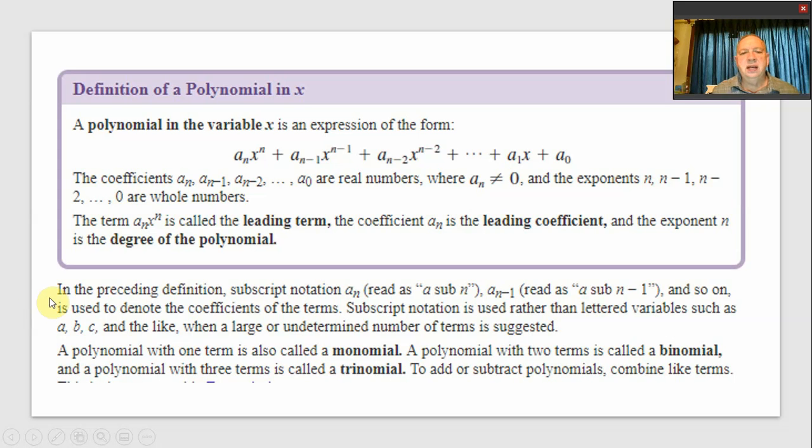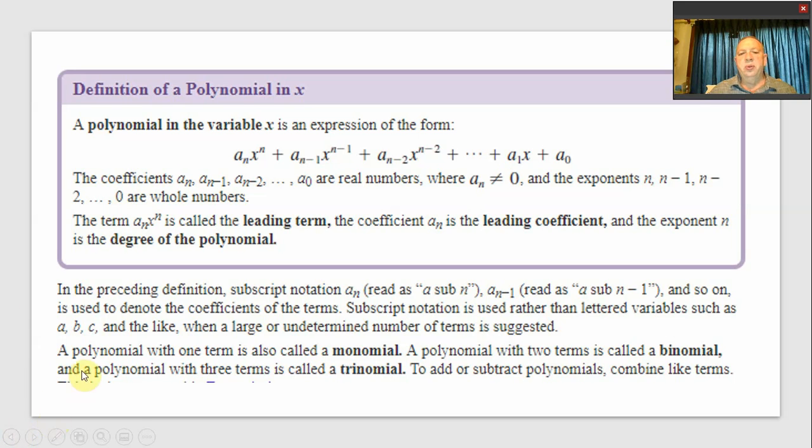So in the preceding definition, subscript notation, a sub n, a sub n minus 1, and so on, is used to denote the coefficients of the terms. Subscript notation is used rather than lettered variables such as a, b, c when a large or undetermined number of terms is suggested. That way we can have some arbitrarily large polynomial. It could be used with the same definition.